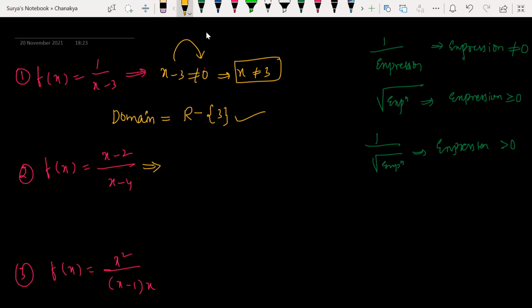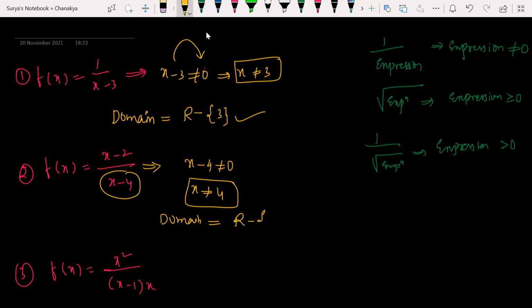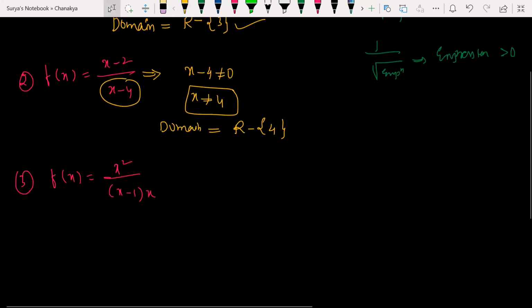So f of x is equal to x minus 2 by x minus 4. And here, look at this, the denominator part should not be equal to 0, which means x cannot be equal to 4. Tell me what is the domain now? Similarly, domain is going to be all real numbers except 4. Very simple. All right. Yes or no?